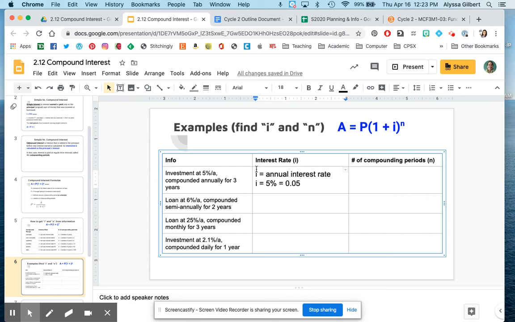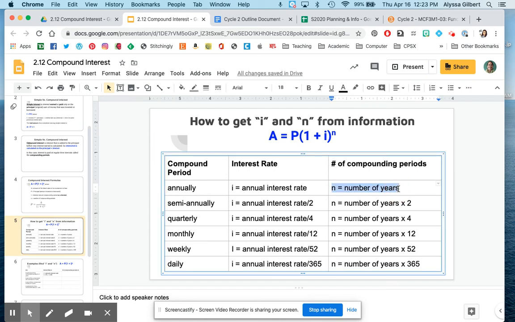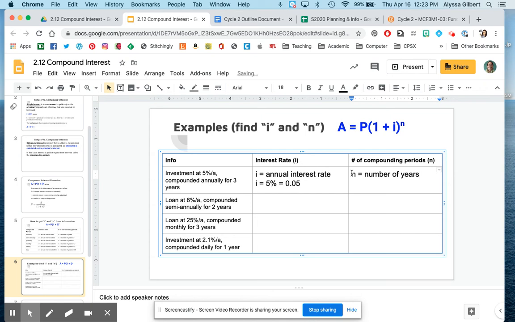Number of compounding periods. Well, if it compounds once a year and we have 3 years, 3 times 1 is 3, right? Remember, if it's annually, your N is going to be equal to the number of years you're investing or borrowing for. So that means N is 3. Okay, so that one was easy because it was annually. You just take the numbers out of the question. Don't forget to change that I to a decimal.